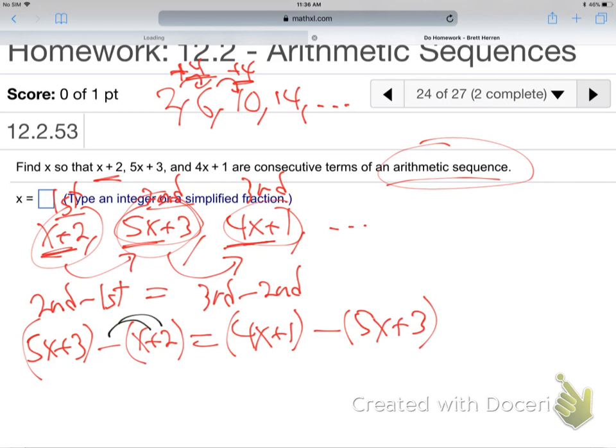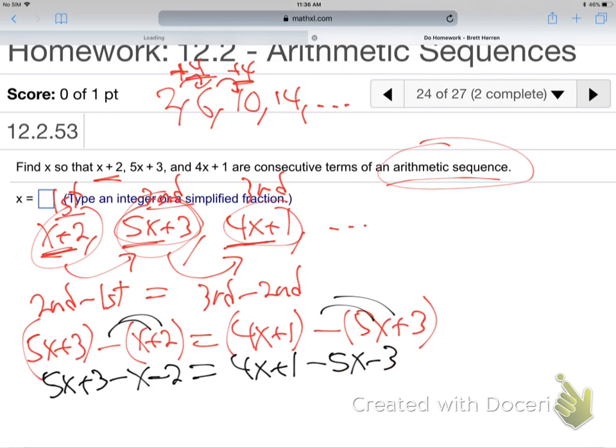So distribute the minus sign. 5x plus 3 minus x minus 2. Distribute the minus sign. Minus 5x minus 3. Gather like terms. 5x minus x is 4x. 3 minus 2 is 1. 4x minus 5x is minus x. Plus 1 minus 3 is minus 2. Like that.